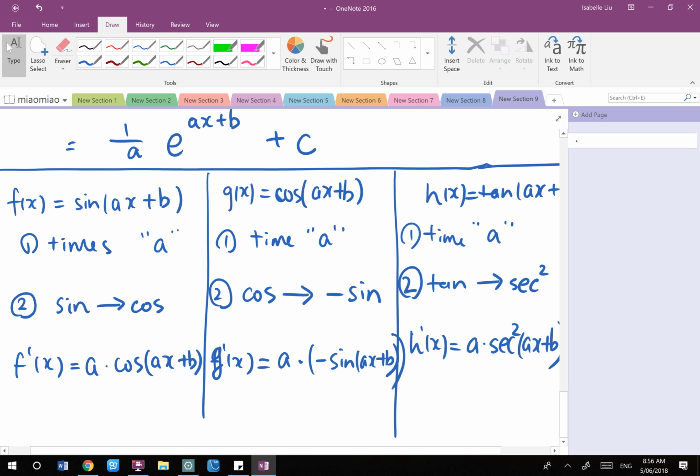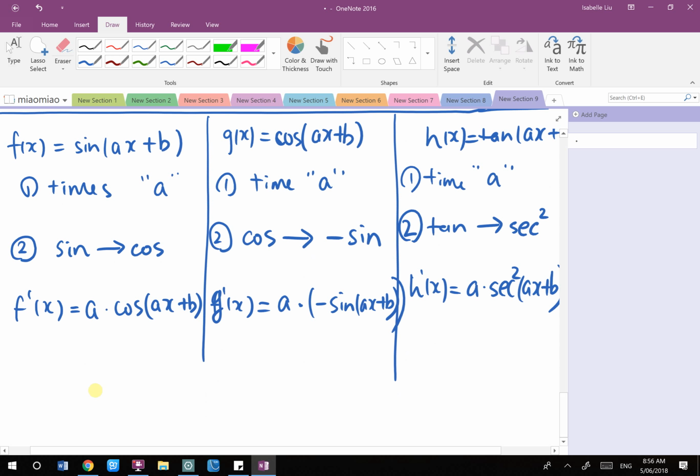Okay, that's the derivative. We all times a, and then sine changes to cos, cos to negative sine, and tan goes to sec squared. Tan is the easiest one. Why is tan the easiest? It's just sec and tan directly change to each other.